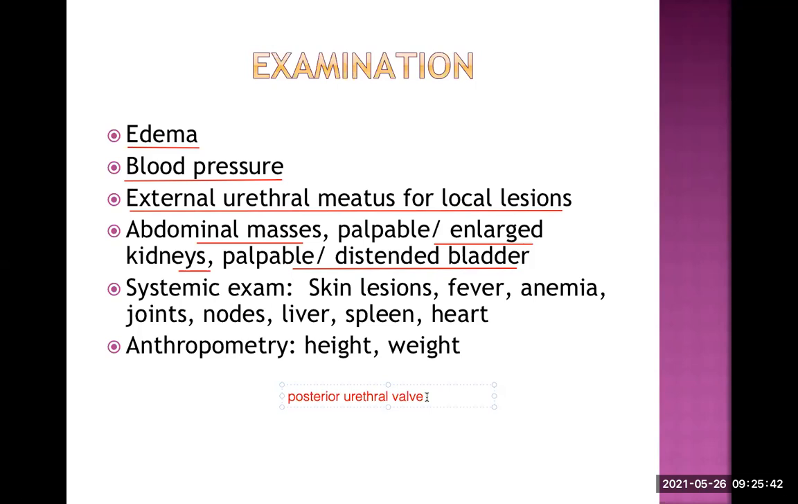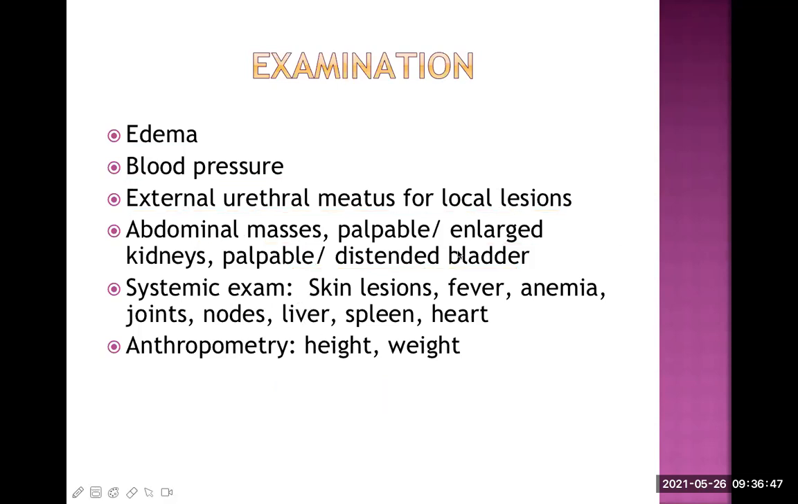And what will be the problem now? Because of this obstruction, first the urinary bladder is enlarged, then both ureters are enlarged, and ultimately the kidneys are enlarged. So this is known as hydronephrosis. So two hydronephrosis and one distended urinary bladder, three masses present in the abdomen. This is a very interesting type of case.